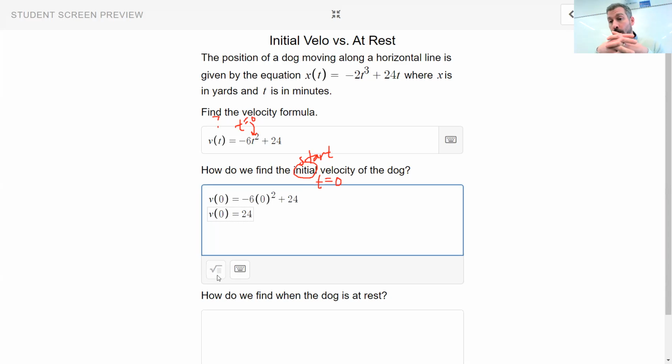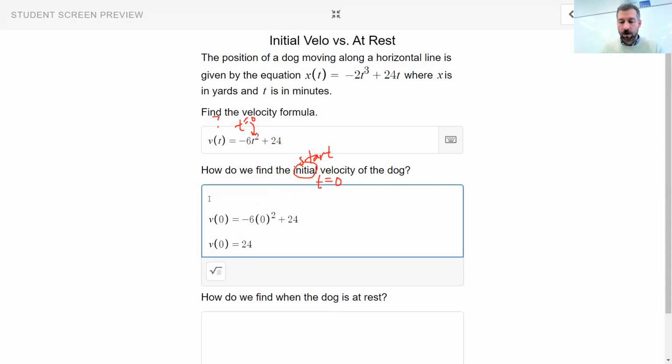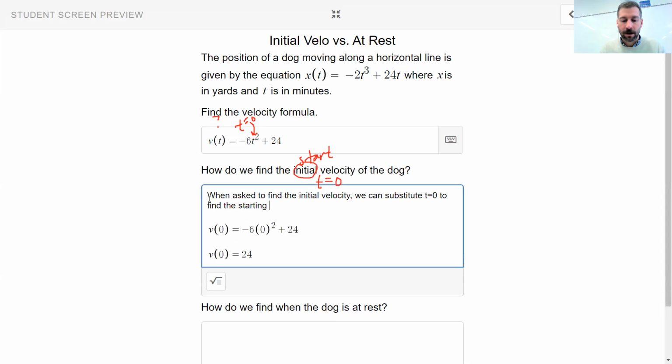Okay. Now, what were we being asked here? Basically, how do we find the initial velocity? Oh man, I calculated. I didn't even answer my own question. Shame on you, Kirsch. Let's go back here. Let's actually annotate how we found that. When asked to find the initial velocity, we can substitute t equals 0 to find the starting velocity. That's what I did. Starting, initial, time 0.